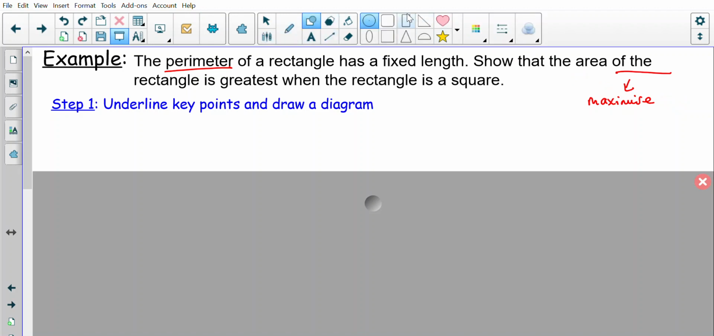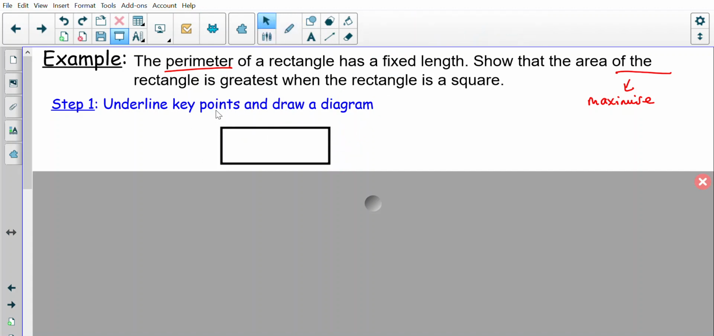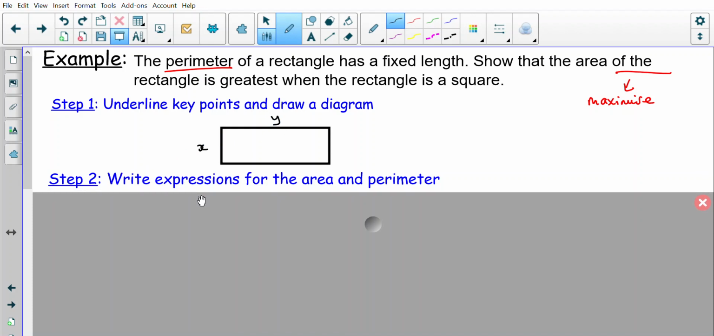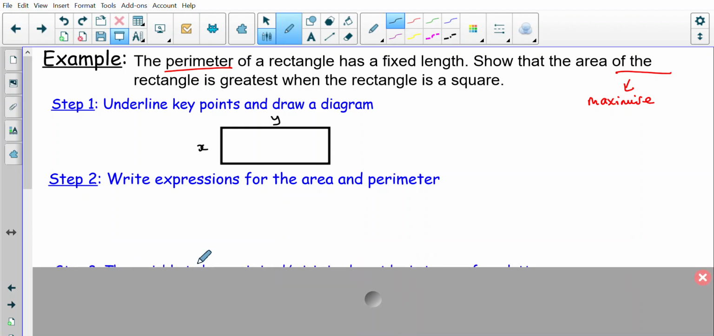So now let's draw a diagram. No, that's not a rectangle. Let's try and get a rectangle. So there's my rectangle. So what we're going to do is, on our rectangle, we're going to introduce two variables, one for the length, which I'm going to call x, and one for the width, y. And if we're trying to show that the maximum area is when the rectangle is a square, we're going to try and show that the maximum area is when x is equal to y, the length is equal to the width. So there's our diagram. Now we're going to write expressions for the area and the perimeter of the rectangle this time.